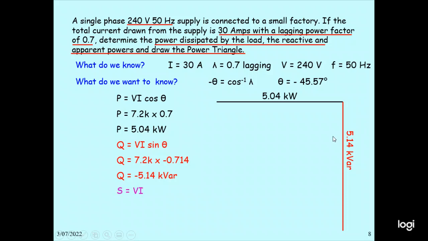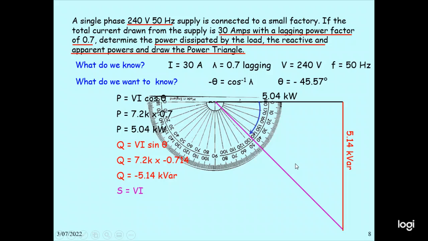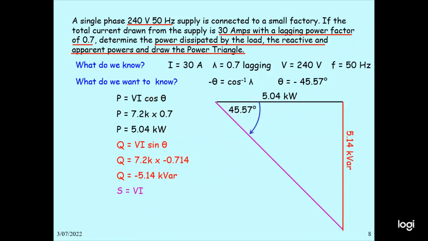S equals VI. The angle will be 45.57 degrees. So S equals VI, so 30 multiplied by 240, you get 7.2 kVA. So this is the 7.2 kVA.